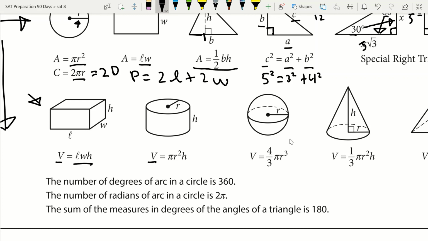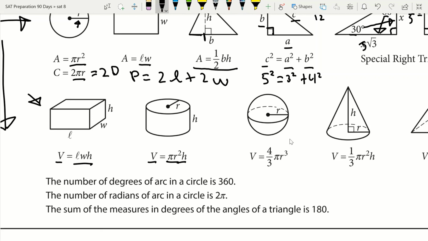Now, what about the volume of a cylinder? I'm sorry, not a rectangle. What am I saying? The volume of a cylinder. The volume of a cylinder is going to be pi r squared times our height. So keep in mind pi r squared will give us the area of this part here, and then we just multiply that area by that height going down or up.